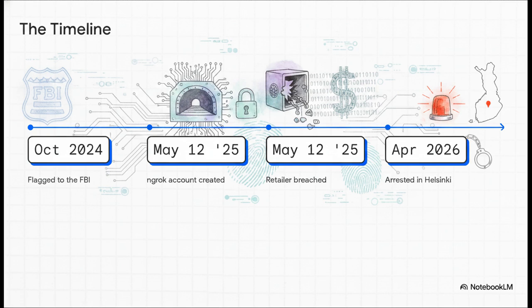Now, the proxy IP address was a total dead end, but Microsoft's logs revealed something fascinating. At the exact same minute that ngrok account was created, a highly specific digital identifier visited the sign-up page and then later visited the retailer's website. His IP address kept changing, sure, but this one single identifier followed his PC absolutely everywhere, ultimately leading to his arrest in Helsinki in April 2026.